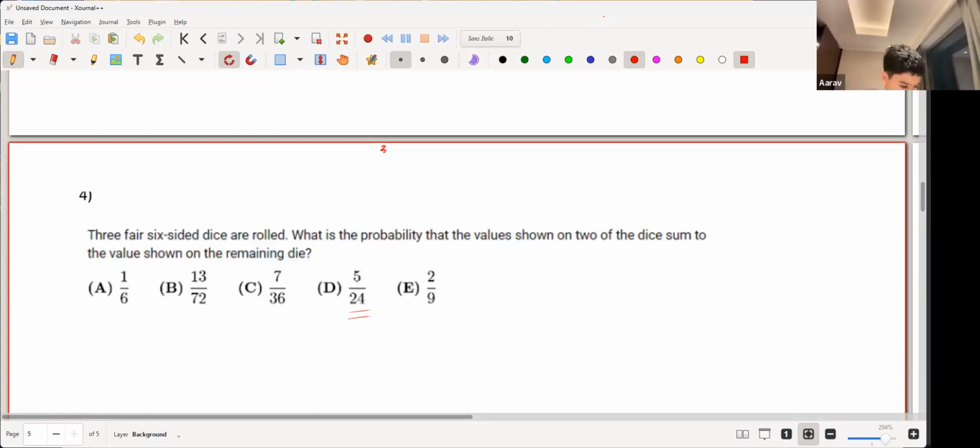Apurva, you were saying something? Apurva, did you say something? Yeah, I said I got 5 over 24. Same? Okay. Okay, Arav?